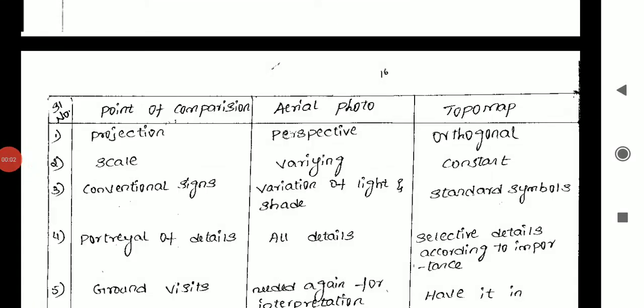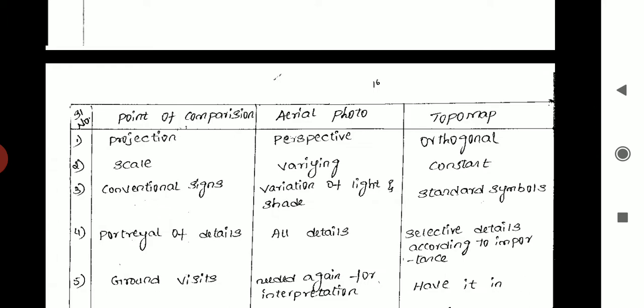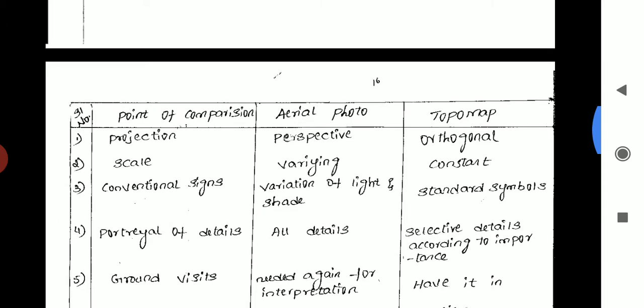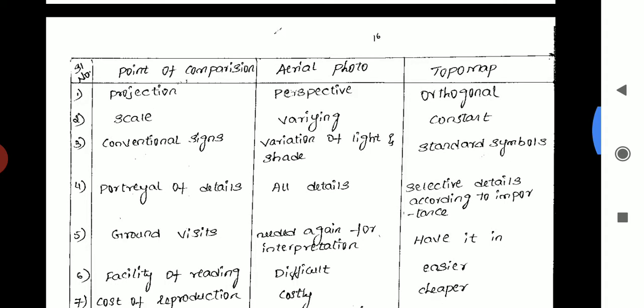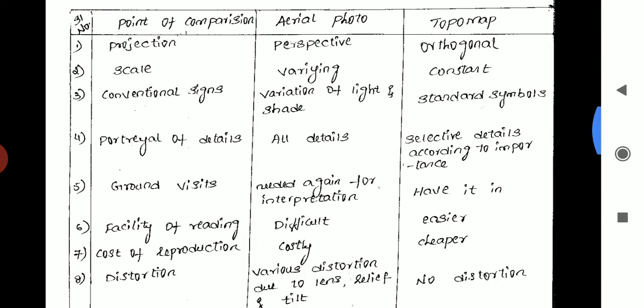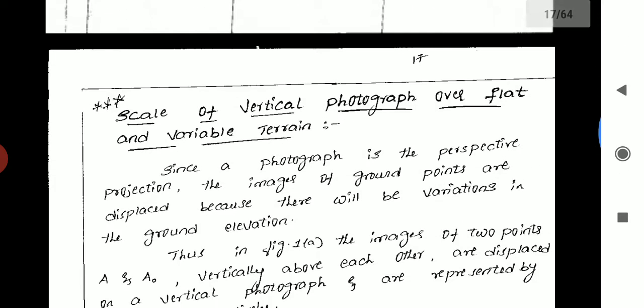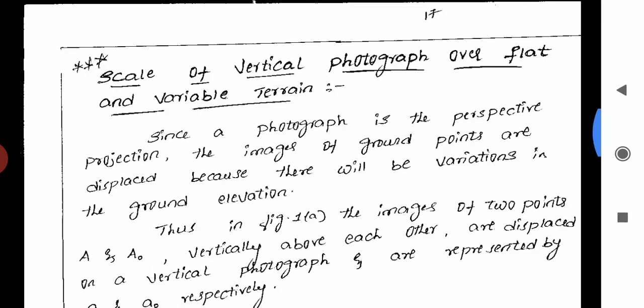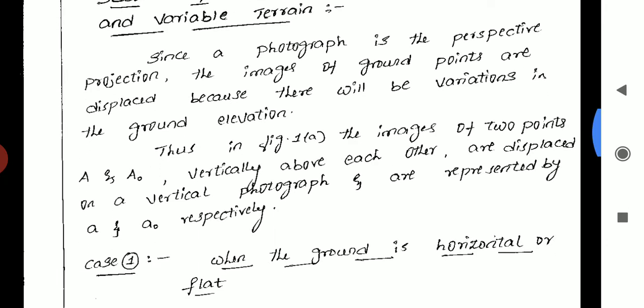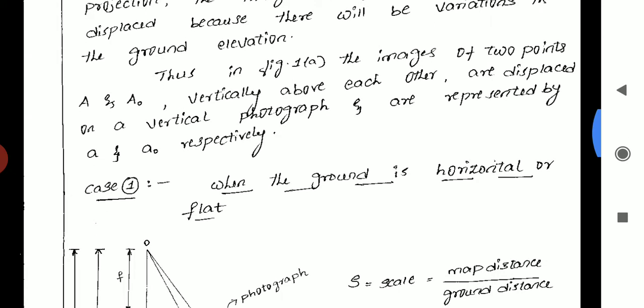Hi, we will continue Module 4, aerial photogrammetry. First we have to discuss the difference between an aerial photo and a topographic map. There are some points of comparison to differentiate an aerial photo and a topo map. You have to go through it, and I will explain the concept of scale of a vertical photograph over flat and variable terrain. In these cases, there are two cases.